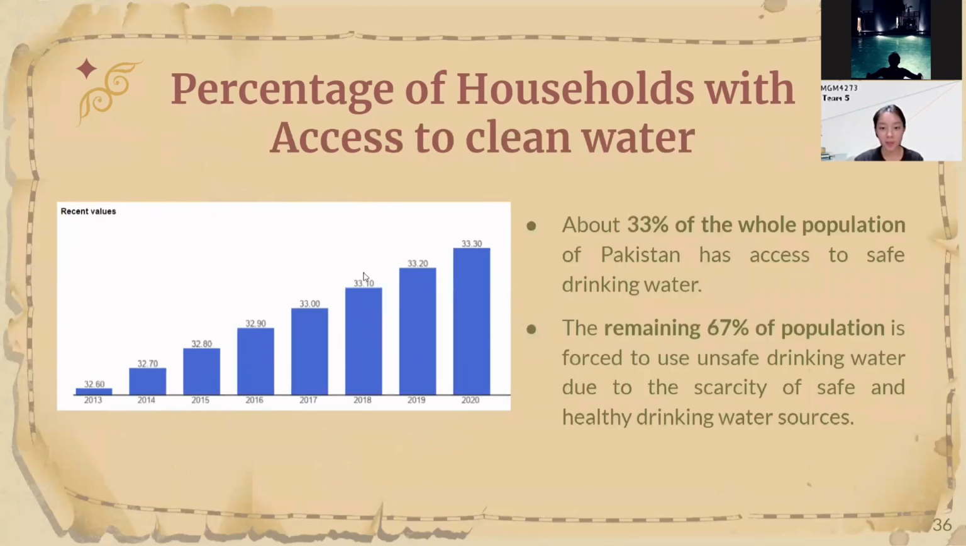Next is the percentage of households with access to clean water. It shows that about 33% of the whole population of Pakistan has access to safe drinking water. The remaining 67% of the population is forced to use unsafe drinking water due to the scarcity of safe and healthy drinking water sources. Okay, next slide, please.